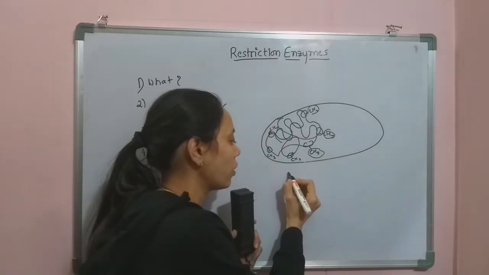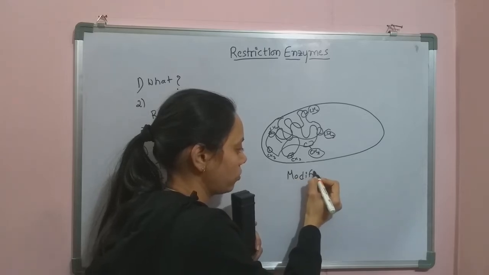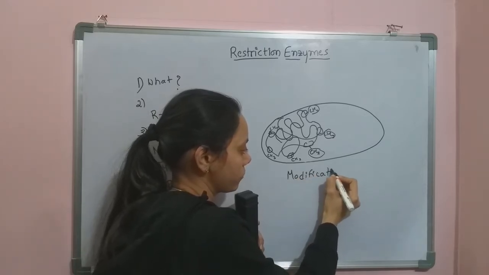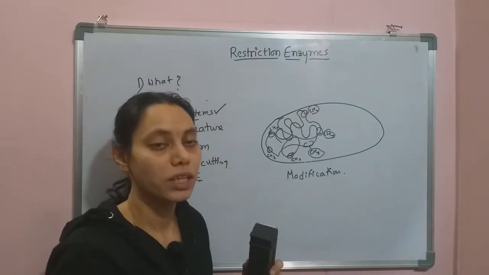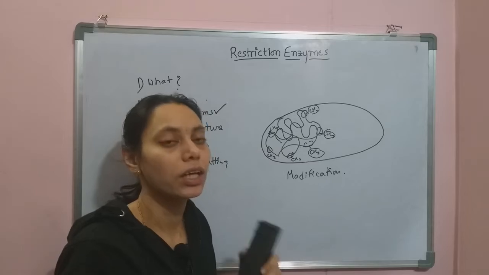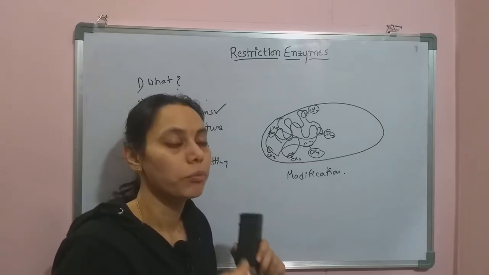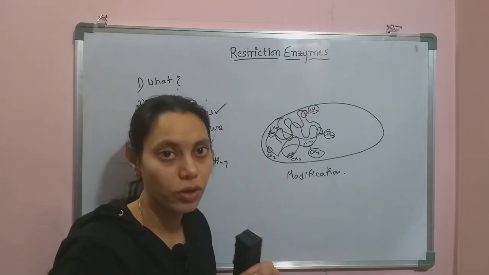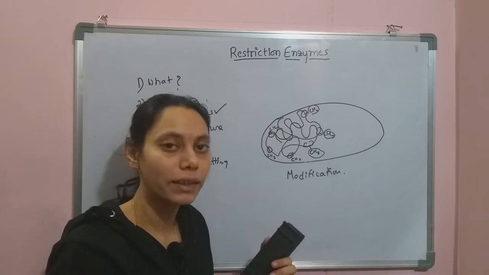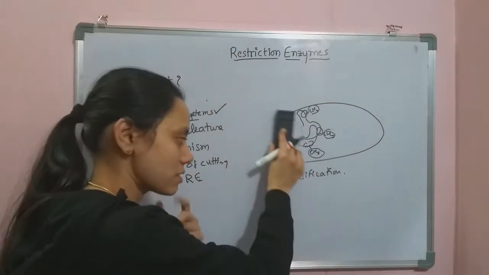So that is called modification. Here the bacterial own DNA is modified in such a way that it is protected from its own restriction enzymes. But the foreign DNA, which does not have this modification, will be easily degraded. So that is what the restriction modification system is.